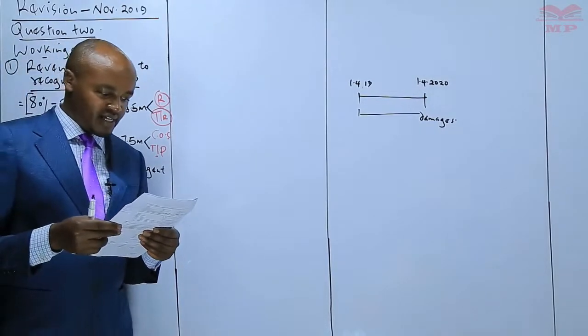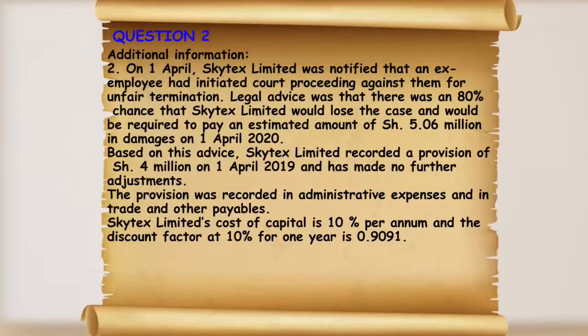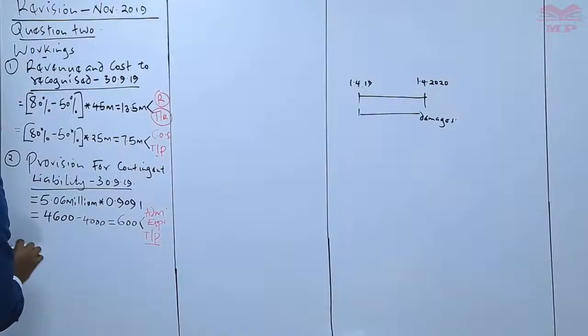Now still, in the last sentence of note number 2, we are told Skytex Limited's cost of capital is 10% per annum, and the discount factor at 10% for 1 year is 0.9091. So what we also need to do is compute something known as a finance cost, because anytime a company has a liability, there is a finance cost. Now the finance cost in respect to this contingent liability, you can compute here as working 3.